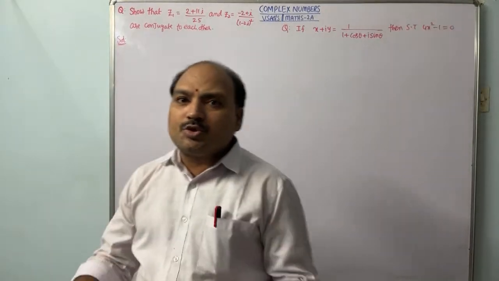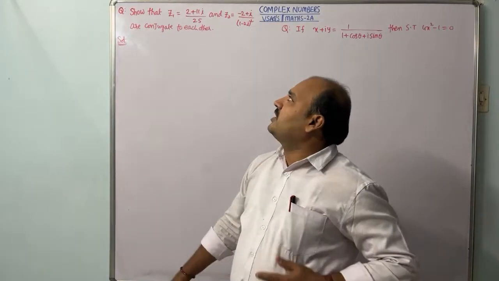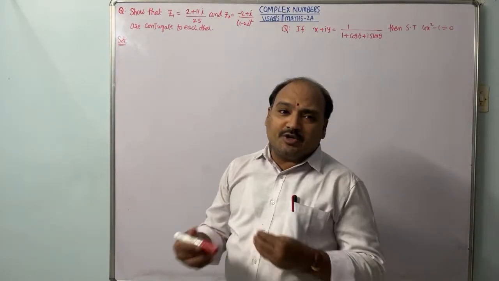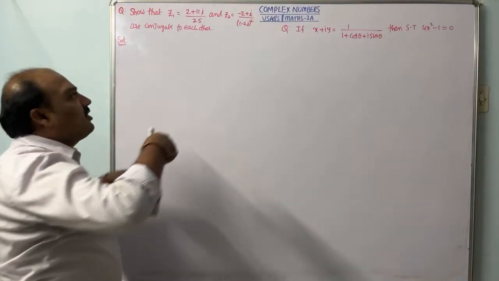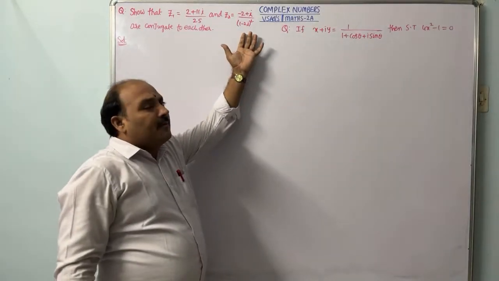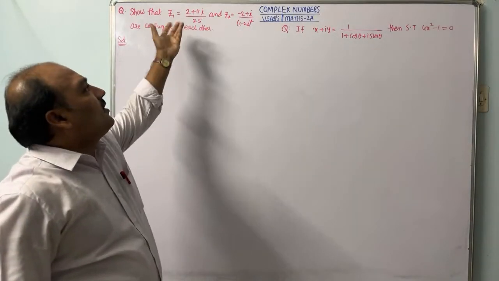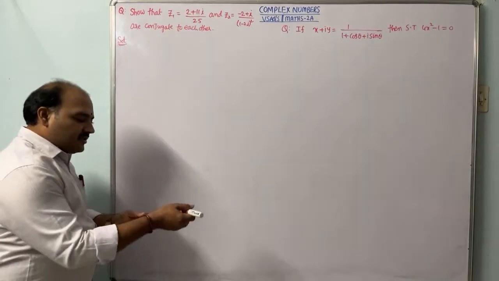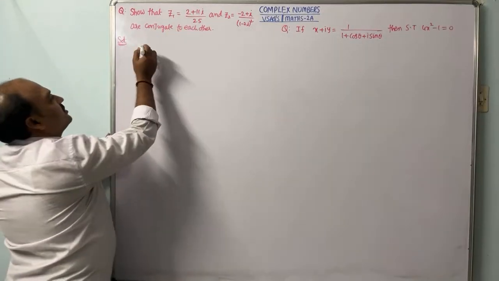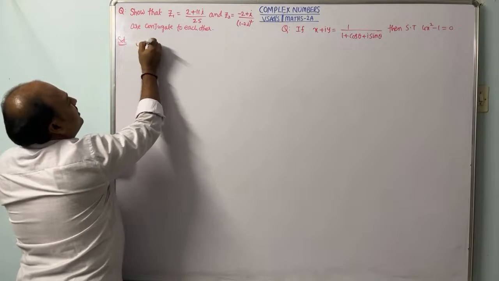Yeah, how to solve these types of problems? Show that Z1 and Z2 are conjugate to each other. First, you can take any one of them. If you prove that the other complex number is its conjugate, it is done. So I am considering the second complex number.